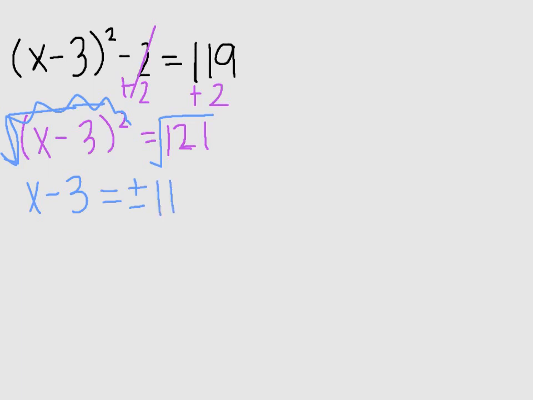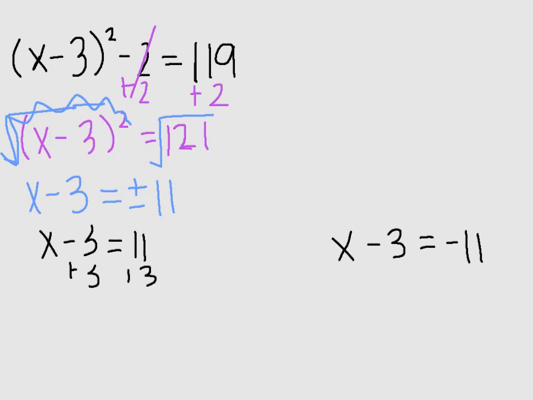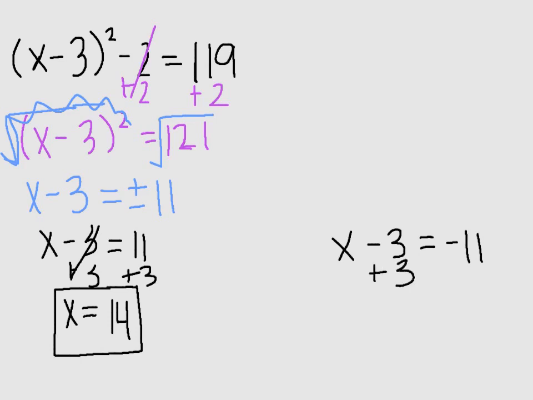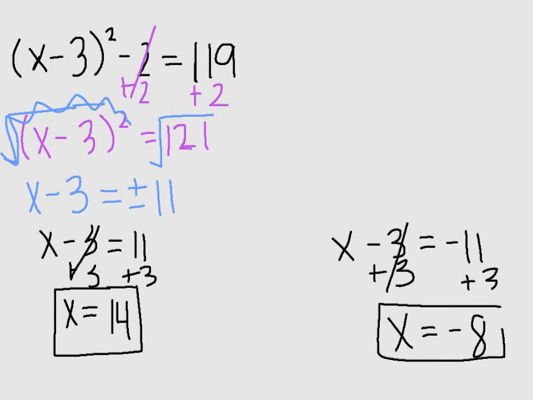Now I need to set both of those equal. So I have x minus 3 equals positive 11, and x minus 3 equals negative 11. I want x by itself, so I do the inverse, which is plus 3 to both sides. My 3's cancel, and 11 plus 3 is 14. I have one of my x values. I add 3 to both sides. Negative 11 plus 3 gives me a -8, which is my other x value. Remember, you always want two x values.